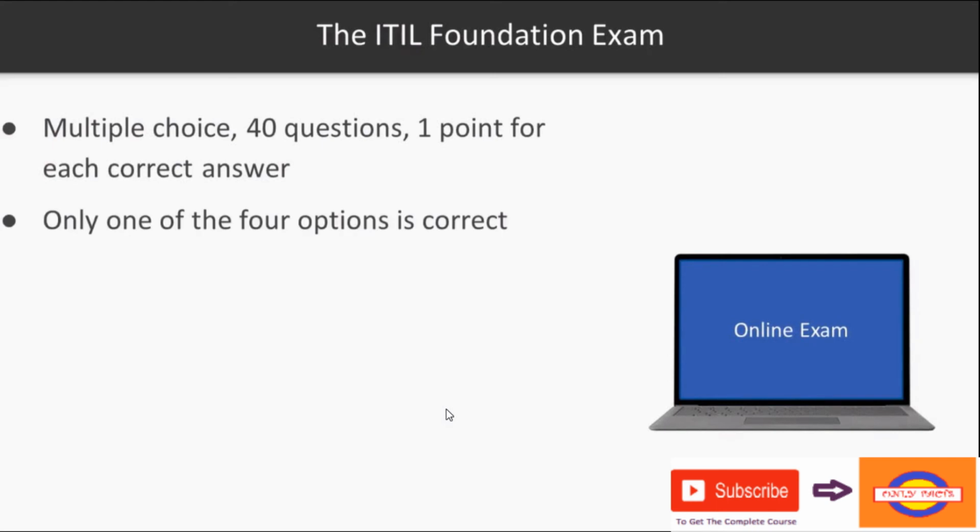You get 1 point for each correct answer that you give. You will not lose points if you give a wrong answer. So make sure you answer all the questions. In all cases, only one of the 4 options is correct. So you will get 4 options. You will have to choose only one.